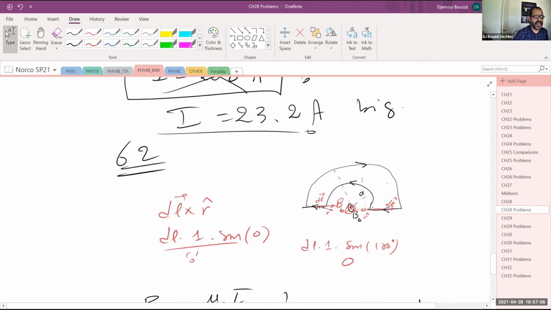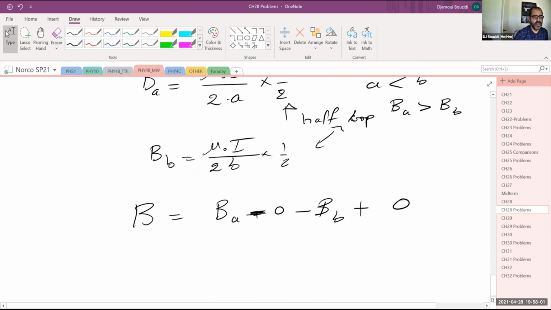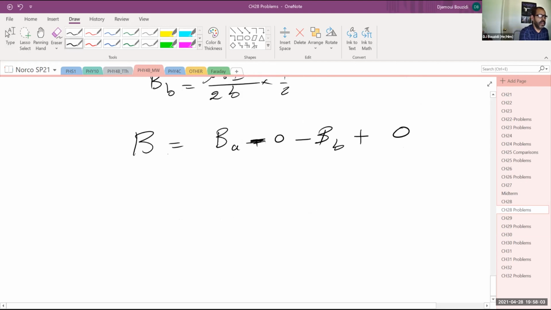This region is finite. This region is 0. And this region is the two values that I was talking about. BA is mu naught I over 4A minus BB, which is mu naught I over 4B. And that's the answer to the question.